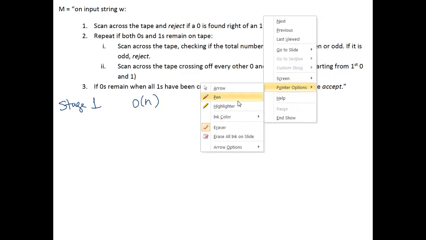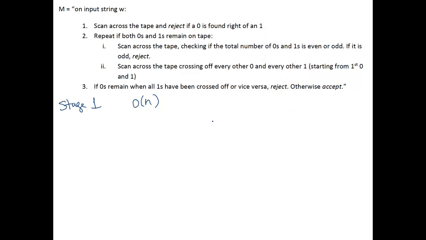Okay, let's check stage 2i. It again has to check the entire length of the tape. It has to check all of the input. So big O n. Stage 2ii has to go across the entire tape, right? So big O n.